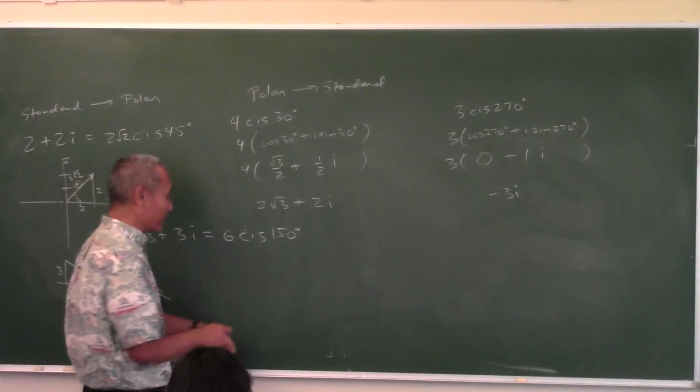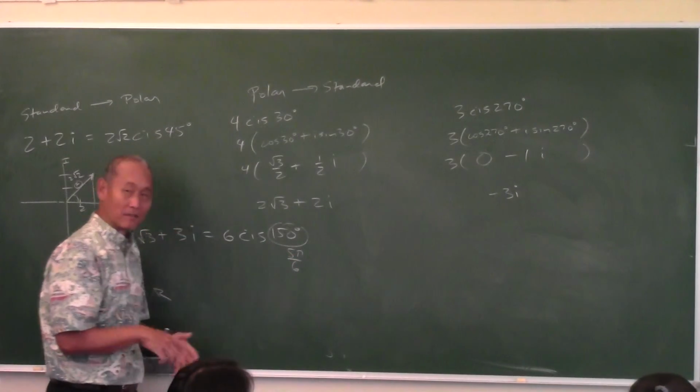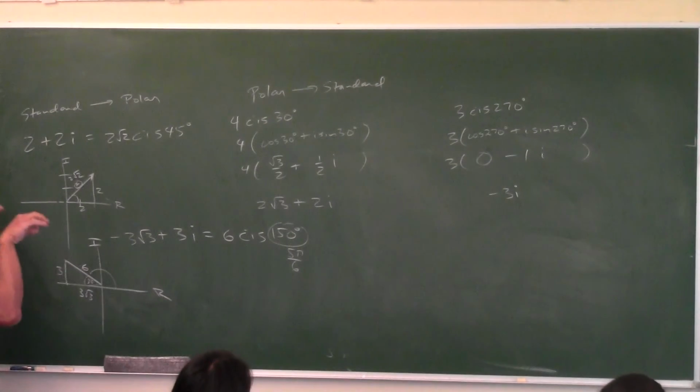Now, when we do this, I don't care whether you do degrees or radians. So you can write 150 degrees. Other people like radians, so then you write 5 pi over 6. I don't care. You can write either. I'll accept either. Okay, so tonight's homework is easy.